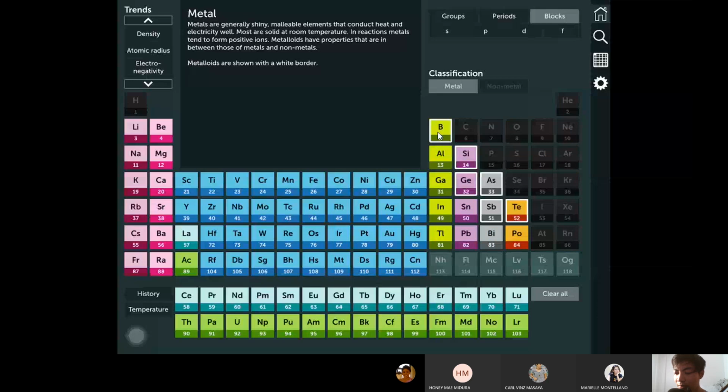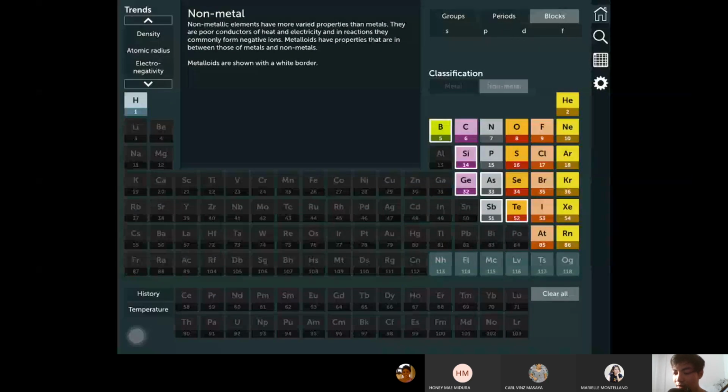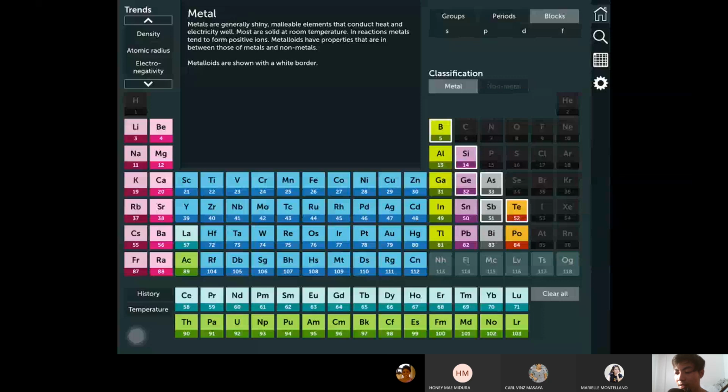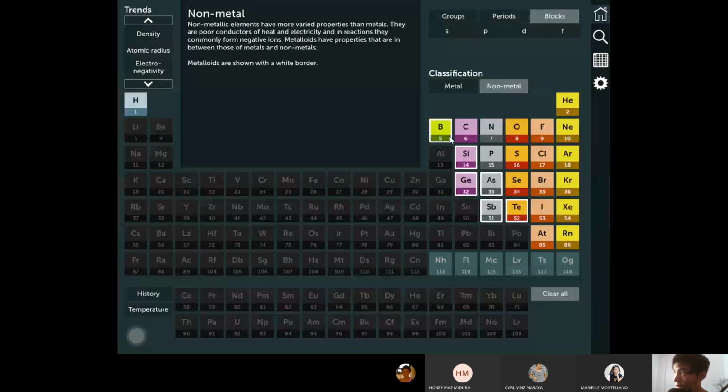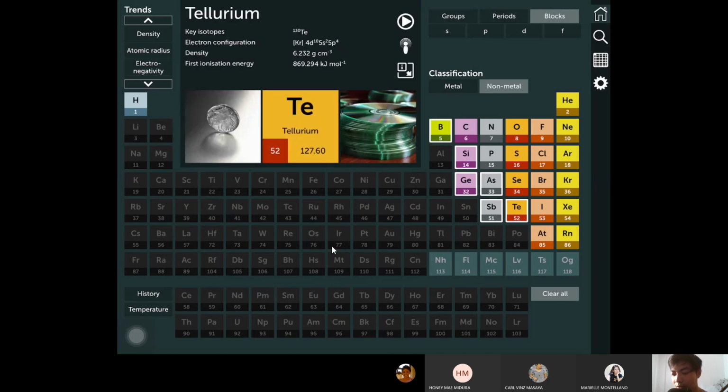Kung mapapansin nyo, may something sa bottom na they exhibit the same properties. The metallic and the non-metallic properties. Yun yung naka-box na puti. We call them the semi-metals or the metalloids. So sila yung balimbing. So they exhibit two properties at once. So boron, silicon, germanium, arsenic, antimony, and tellurium.